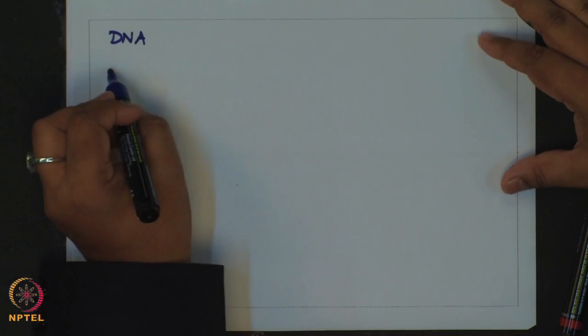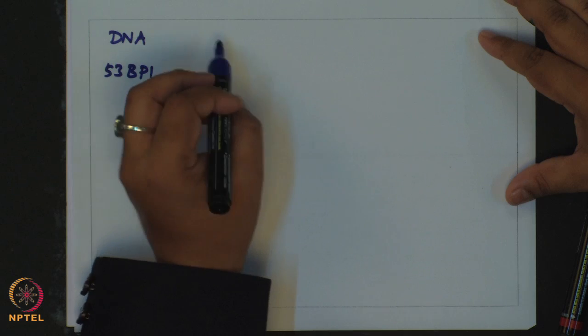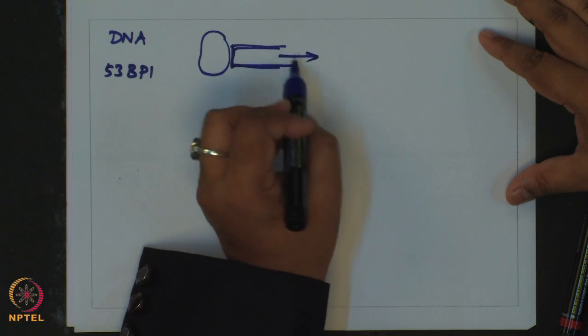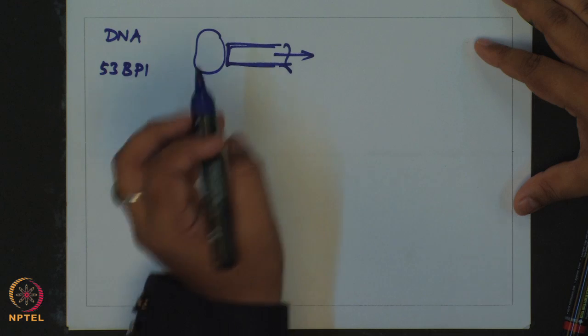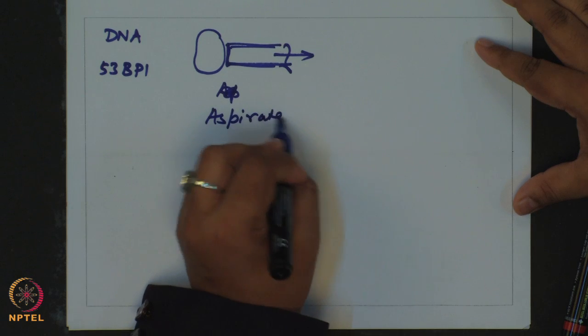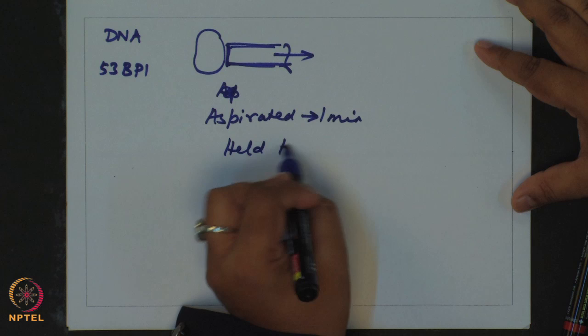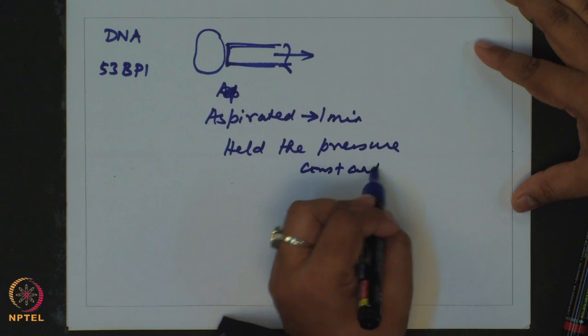So, they then did micropipette aspiration. Once again they had the DNA labeled and 53BP1 labeled, and what they did was, if you have the nucleus, they put the micropipette and aspirated the nuclei. They aspirated for 1 minute, but then they held the pressure constant for 1 hour.